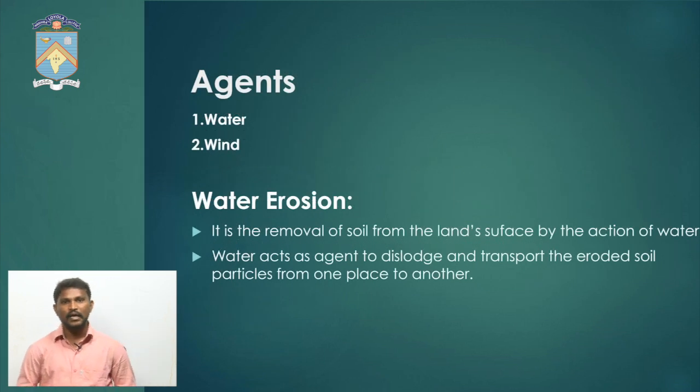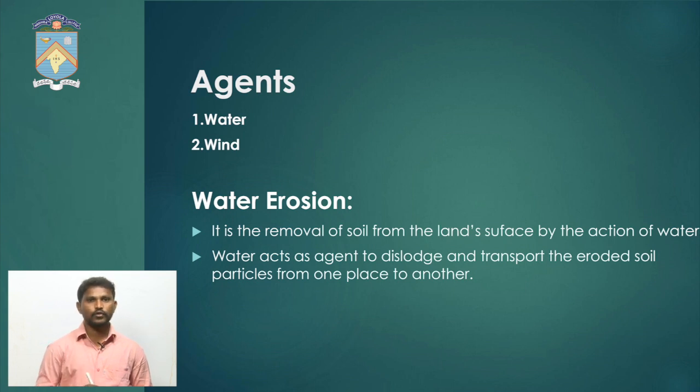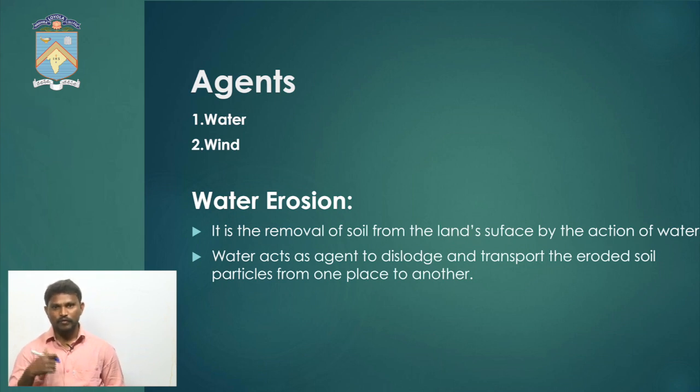We have some agents which are responsible for soil erosion. Out of those we have four major agents: water, wind, glaciers and gravity, but we mostly observe erosion through two agents only, water and wind. Now we will discuss water erosion. What is water erosion? The removal of soil particles through the action of water is called water erosion. Water erosion occurs when the water flow increases. When the water flow increases, erosion takes place, right.